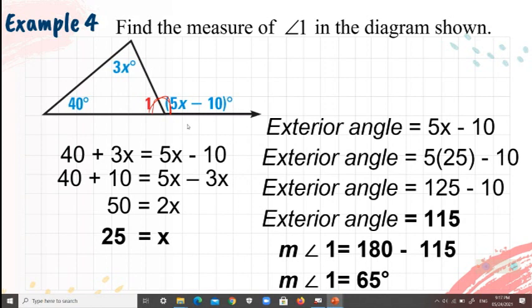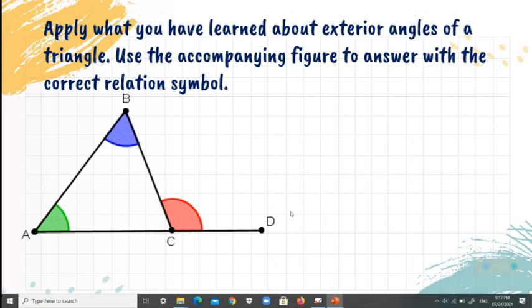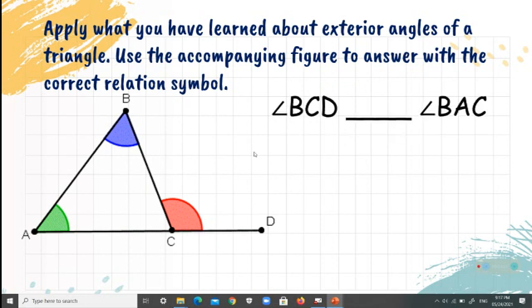Okay, question? Okay, so let's try if you have really understood our discussion. So apply what you have learned about exterior angles of a triangle. Use the accompanying figure to answer with the correct relation symbol. So we have here, angle BCD is blank, angle BAC. So you are going to give the correct relation symbol, whether it is greater than, less than, or equal. Okay? So how are you going to compare angle BCD with angle BAC here? Okay, that's correct. We have greater than.